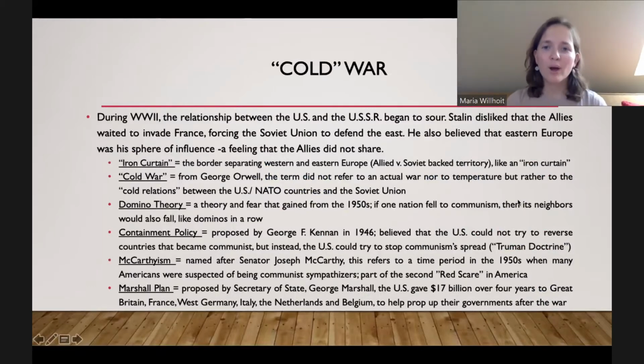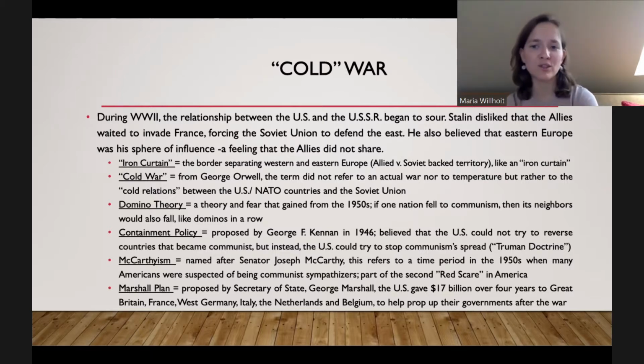We also have the term the Cold War, which actually came from George Orwell, who wrote his famous book 1984. But again, it doesn't refer to an actual war. It refers more to the cold relations between the US and NATO countries and the Soviet Union. And it was cold in the sense that nothing ever really blew up. No weapons were actually fired, a war never broke out. Bullets weren't really fired, nothing hot came out. It was just always cold. People were always ready for war, but it never blew up into a war.